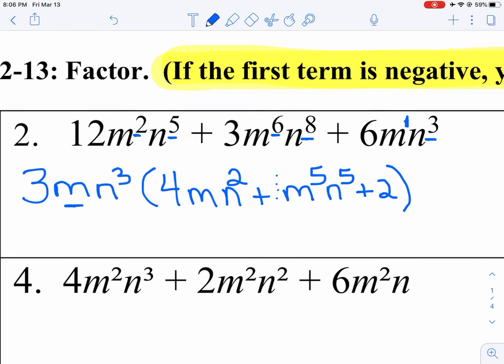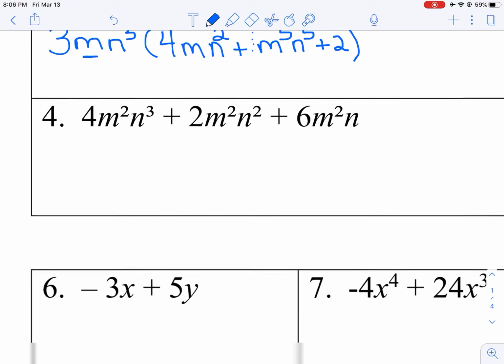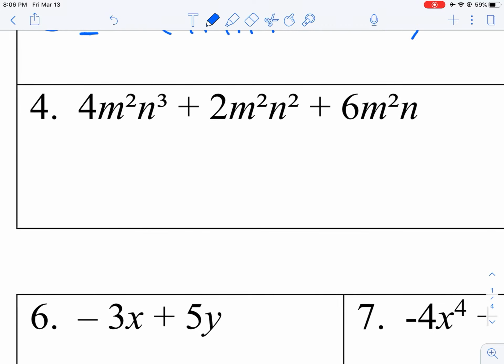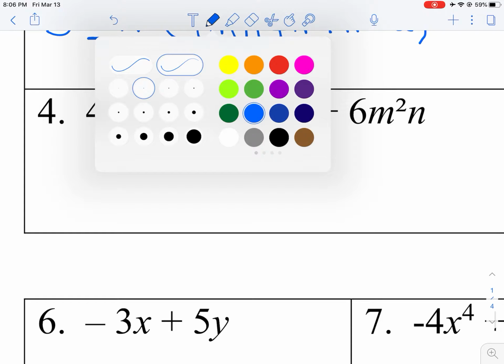And I'm going to go straight down. Now, some of you may have printed out, or some of you may be just copying this as we go. Either way is perfectly fine.